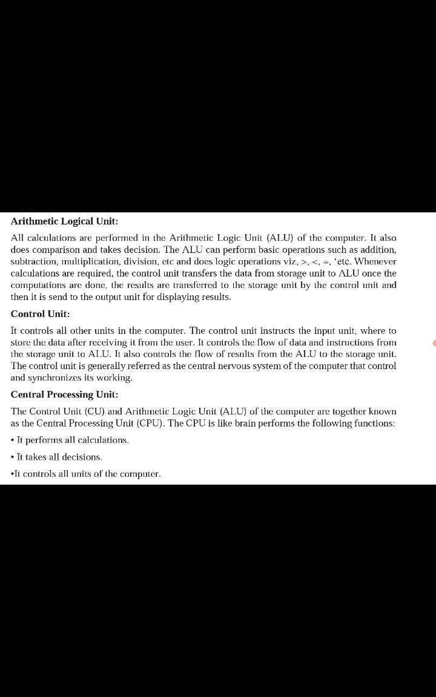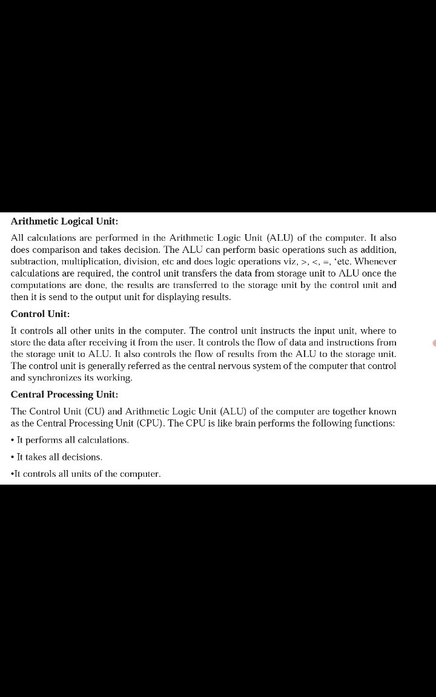ALU is one of the units of a central processing unit, or CPU. ALU contains three parts. First one is arithmetic operations. Second one is logical operations. Third one is control unit.